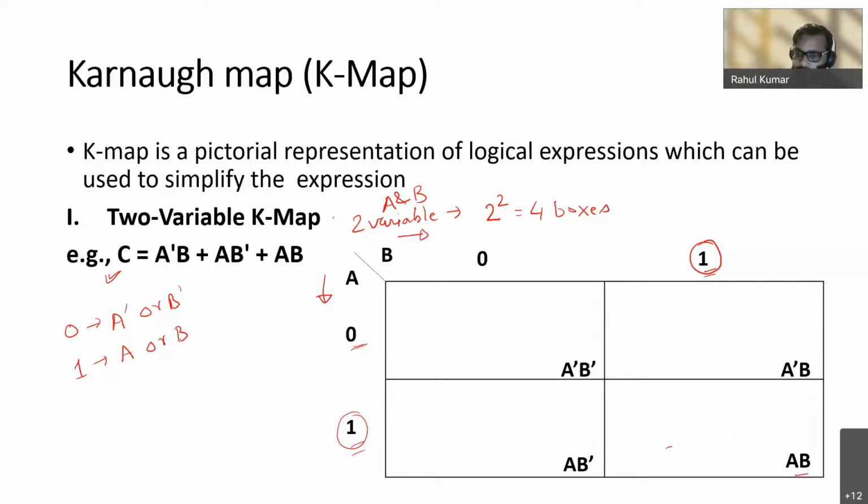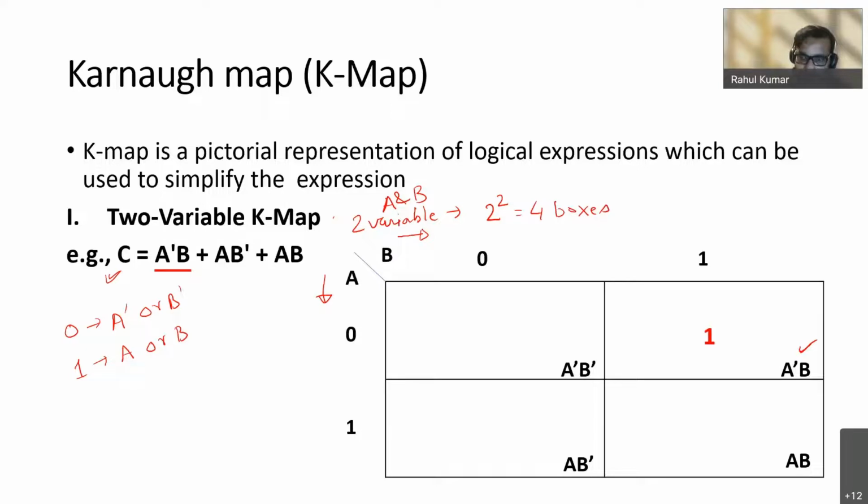Right? So after you have done the labeling, what you can do is start filling the table. So my first term in this Boolean function is A dash B, right? So in this table I will have A dash B is here, right? So I will put 1 in that box.